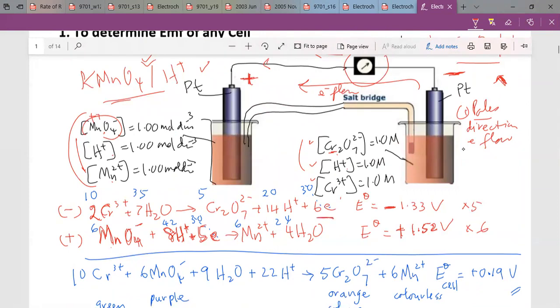Here's 6 electrons, here's 5 electrons. So 30 is the lowest common number. So 6 times 5, okay, times 5. So I put on the top here in blue color. 2 times 5, 10, 7 times 5, 35. Here's 5 on top here, okay, right?